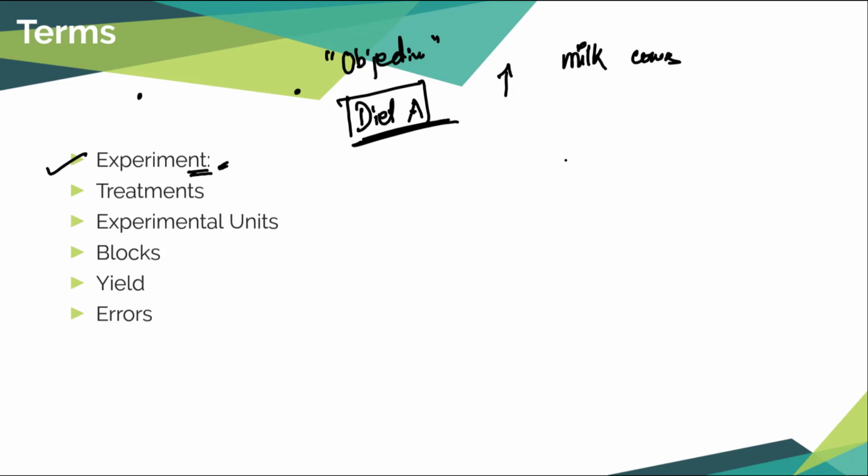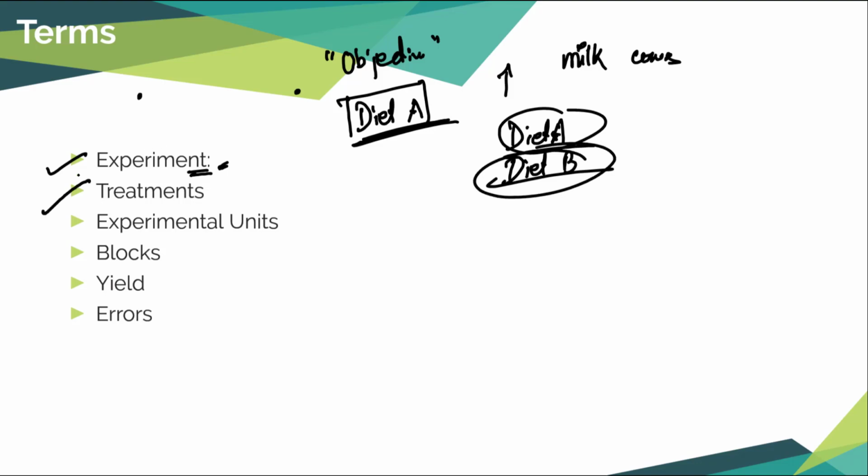Let's say you want to compare two different diets, right? Diet A and diet B. You have two different diets and you want to compare which diet increases the production of milk more, right? So in that case, I have two treatments, treatment diet A and treatment diet B, right? So that is treatment.